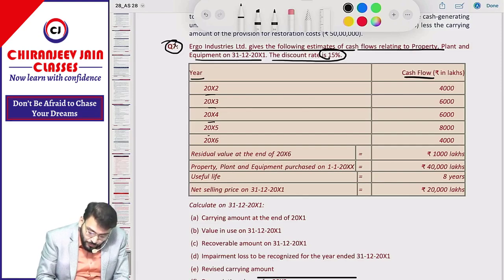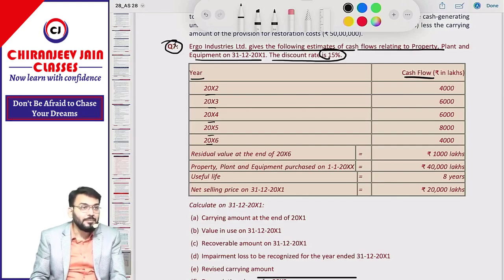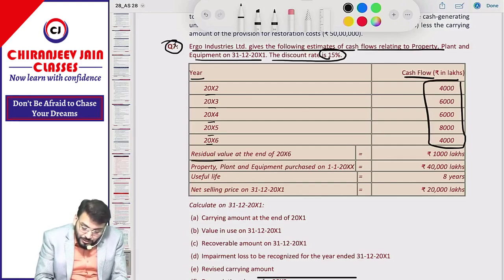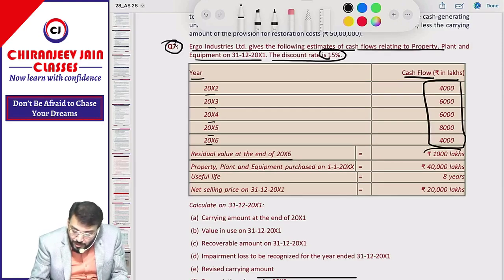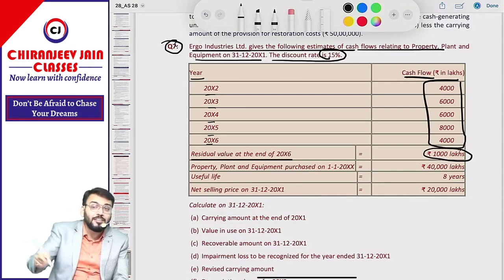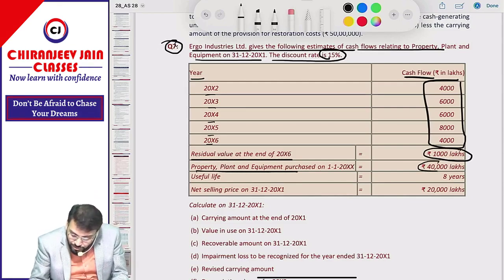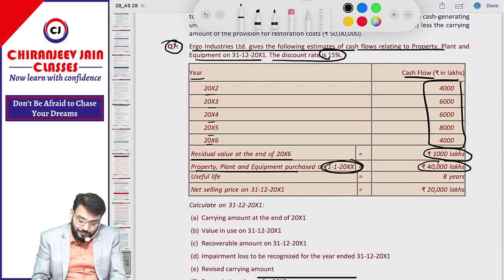So 1, 2, 3, 4, 5. How many years? 5 years. 5 year cash flow given. Residual value at the end of year given 1000 lakh. So this is the disposal value at the end of 5 years. Property, plant, and equipment carrying amount is given how much? As on 1/1/2000. Correct.